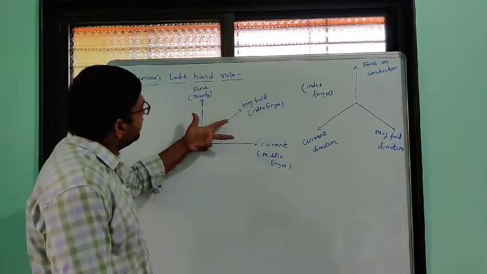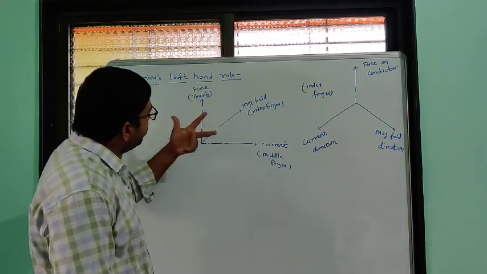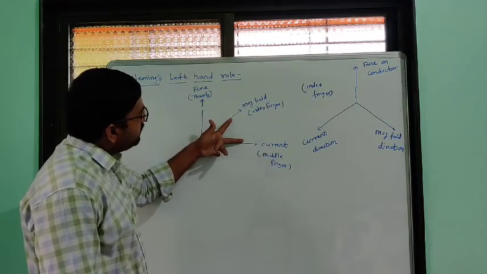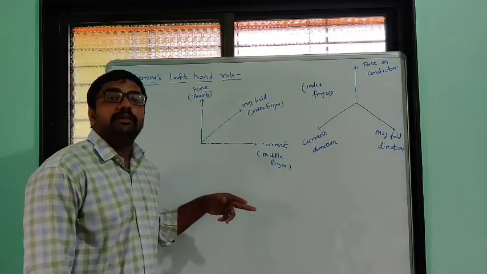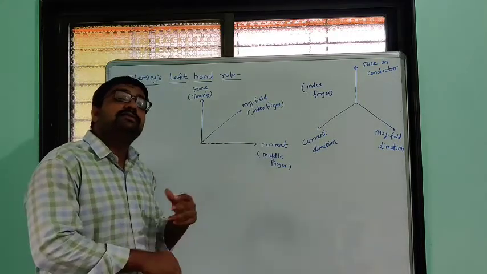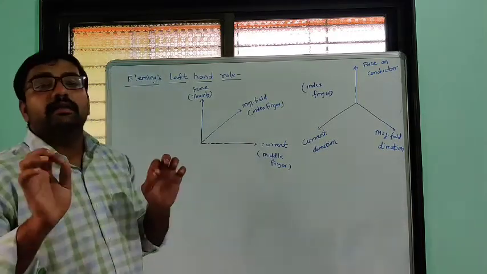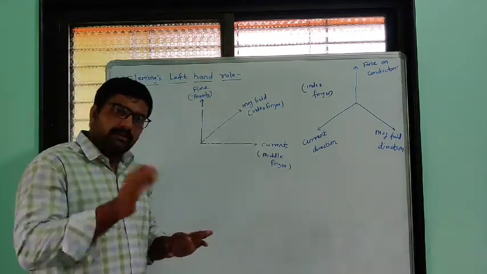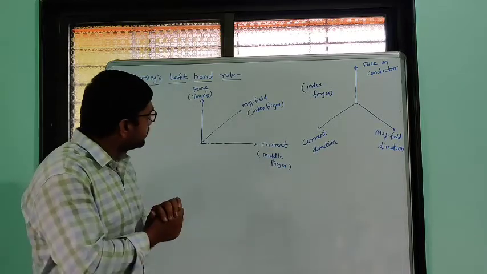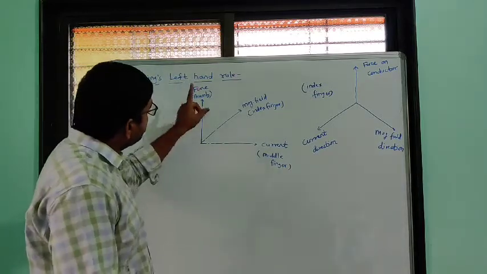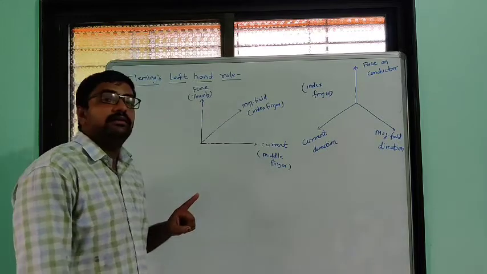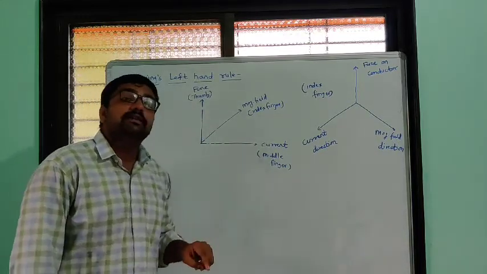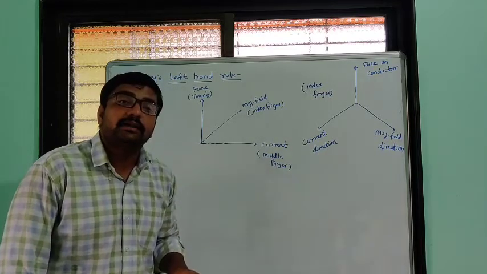That force will be in the direction of the thumb, when our index finger is in the direction of magnetic field and our middle finger is in the direction of the current. Okay, so this relation is given by Fleming's left hand rule. Here we have to remember only some things: force, magnetic field and current. The relation between force, magnetic field and current is given by Fleming's left hand rule.